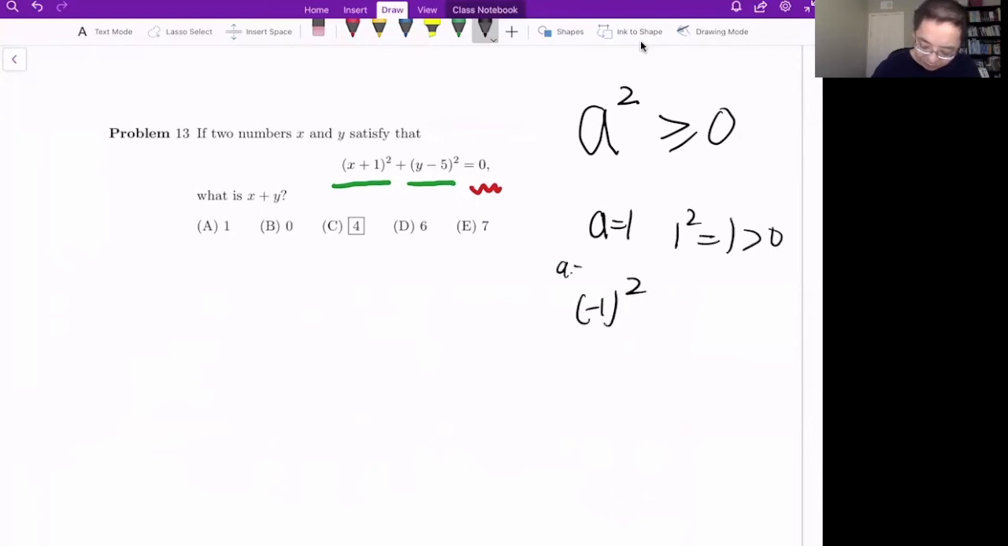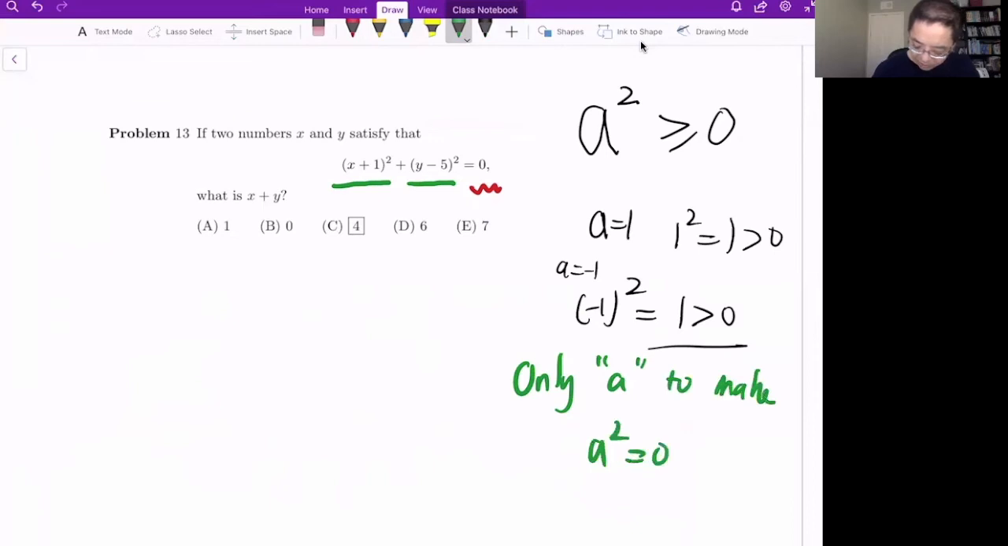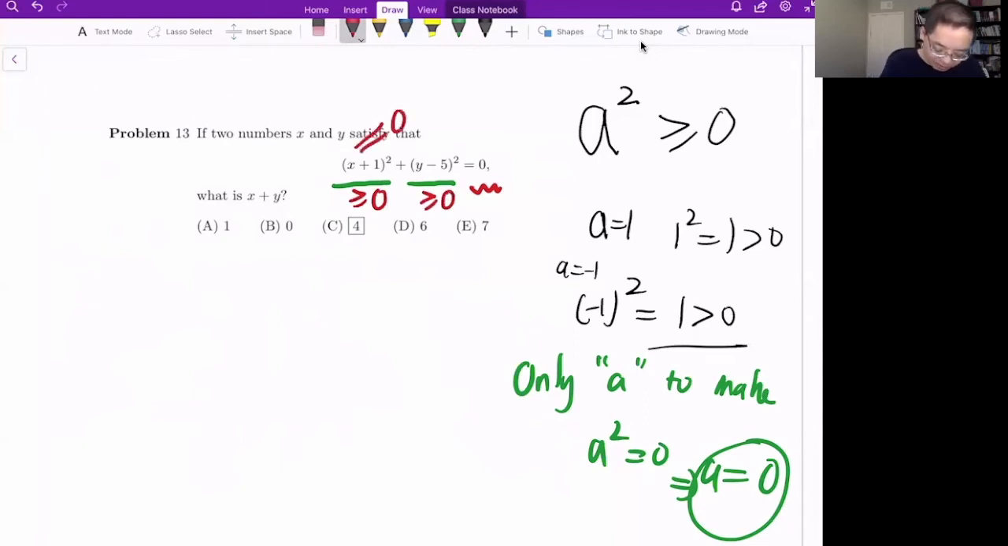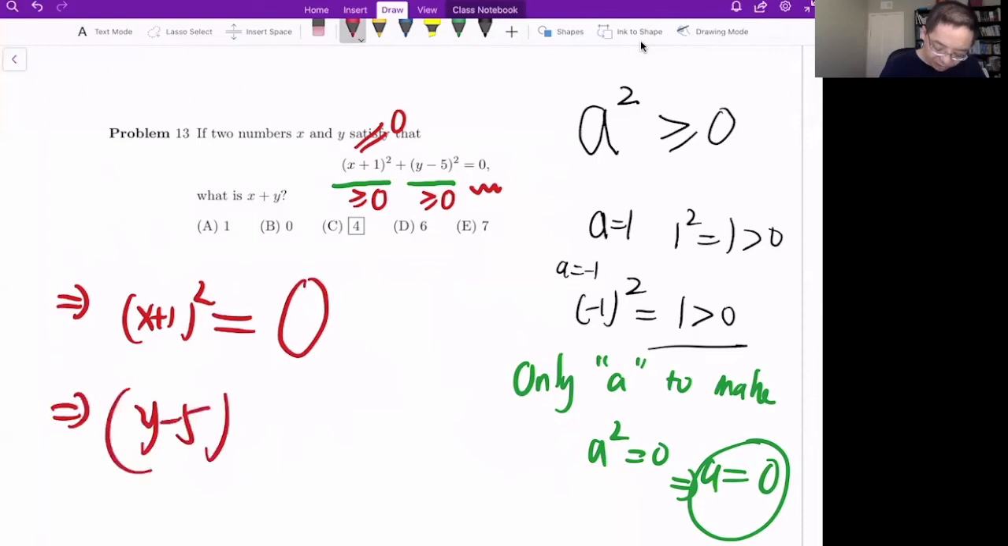If a is -1, then -1 squared is also 1, which is positive. So the only a that makes a squared equal to 0 is a equal to 0 itself. Because this one is always non-negative, and this one is always non-negative, in order to get 0, each has to be 0. So (x plus 1) squared has to be 0, and we also get (y minus 5) squared also has to be 0. So that's the key point.